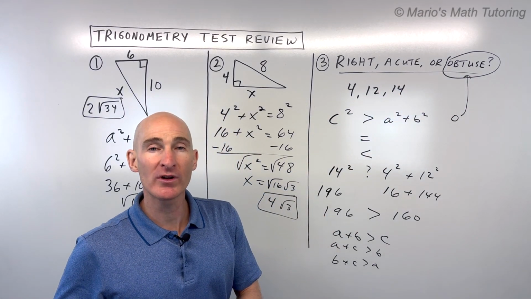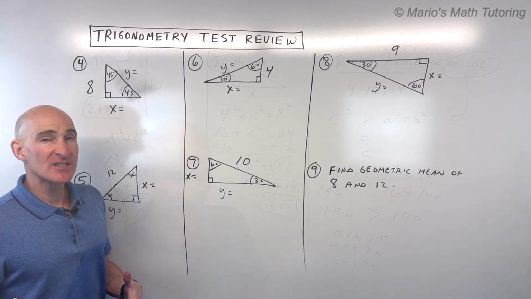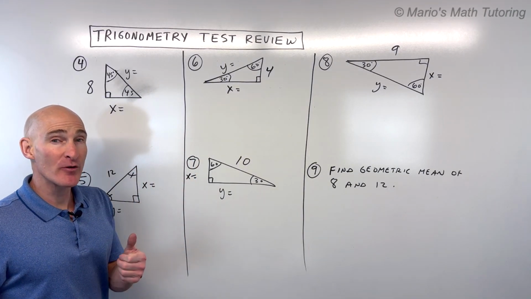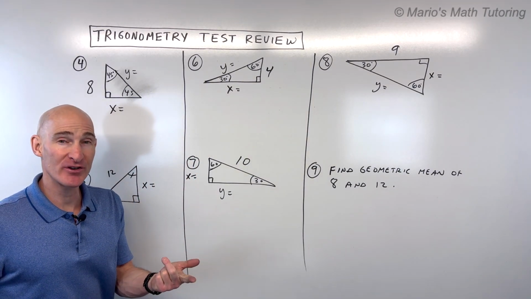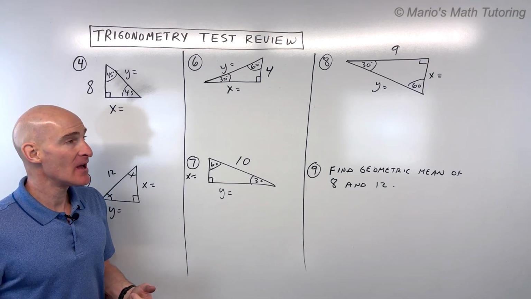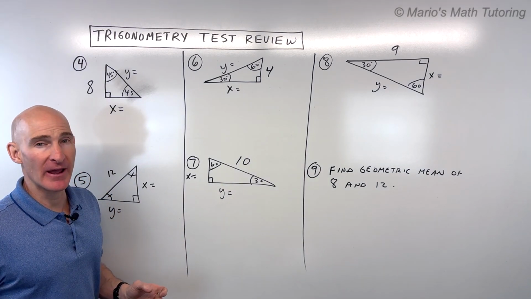Let me erase the whiteboard. Let's do the next group of problems. Let's talk about special right triangles. So remember the 45, 45, 90 and the 30, 60, 90 special right triangles? That's what these next group of problems are aimed at.